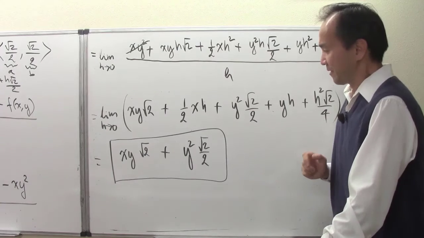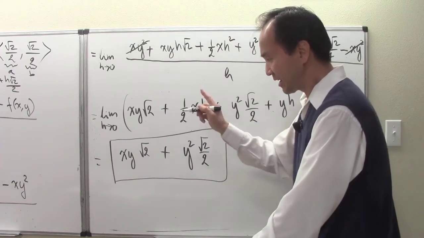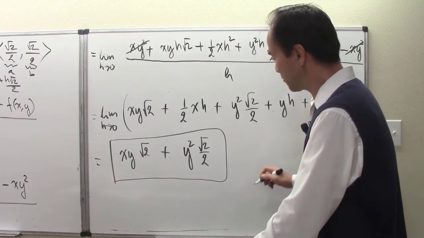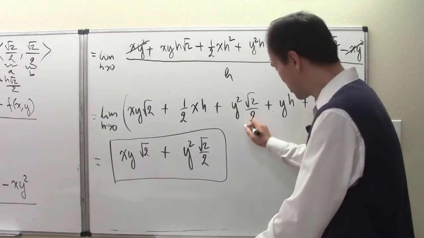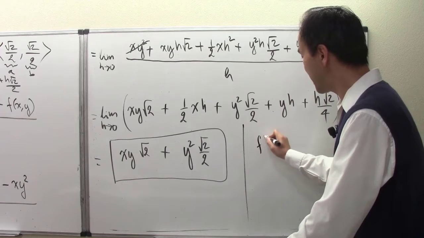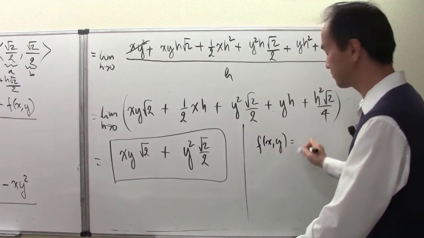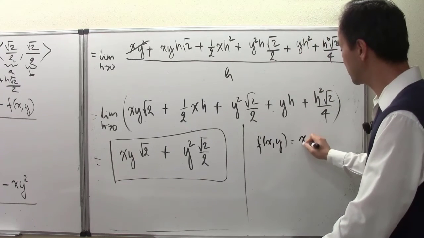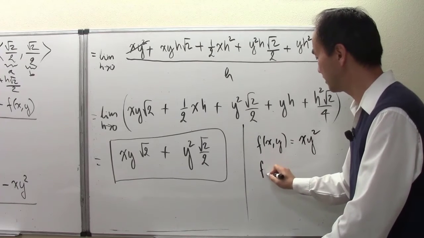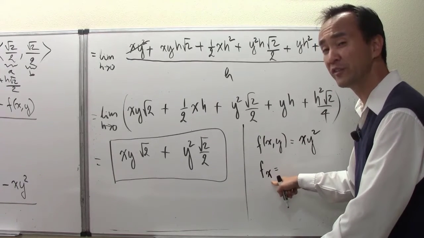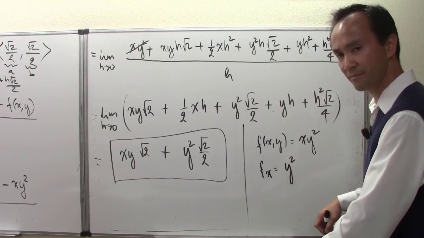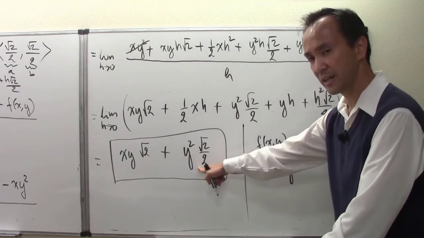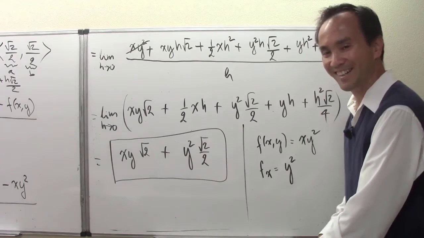Okay, so now let me point out a couple of things right here. So just a little bit of scratch work. Now f of x comma y equals xy squared. Then that means fx, the partial derivative of the function with respect to x, is y squared. Do you recognize that from here? It's y squared. All right.